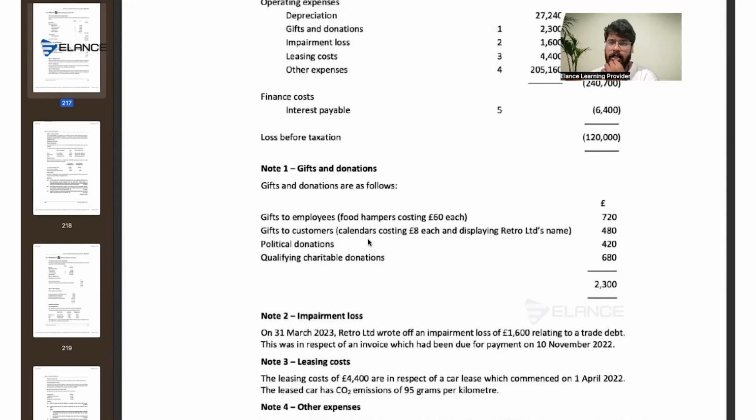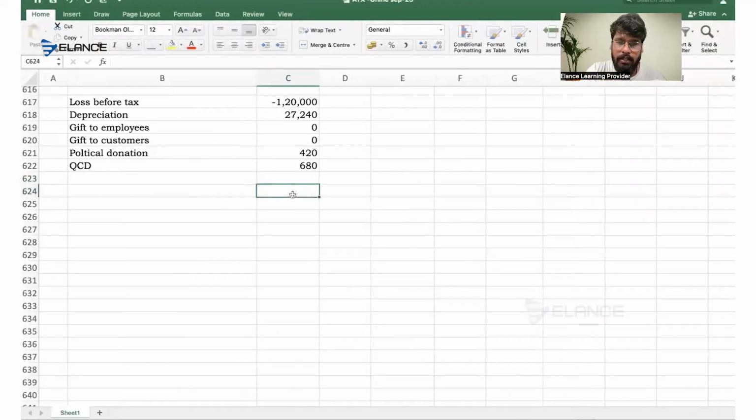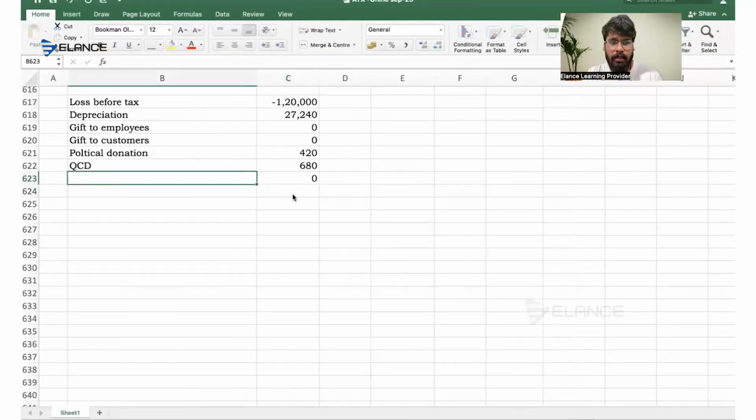Okay, so 1,600 is an allowable expenditure and it is already deducted in the profit or loss account. So we don't need to make any further adjustments. So just put a 0 in the answer.